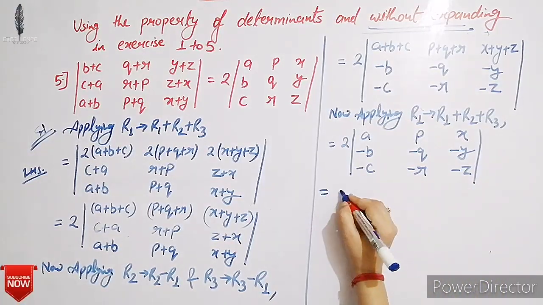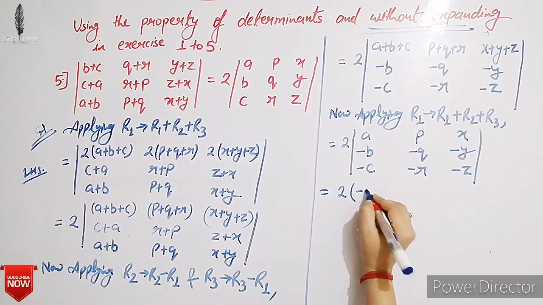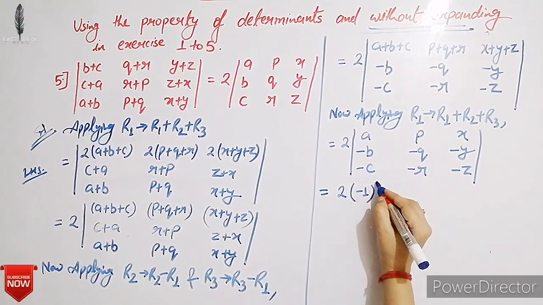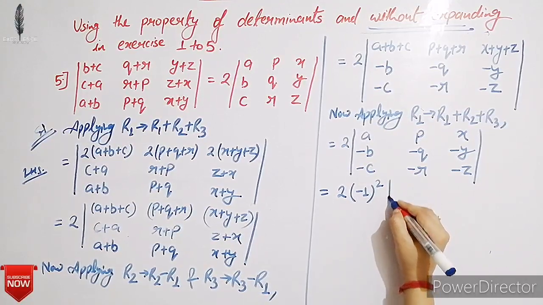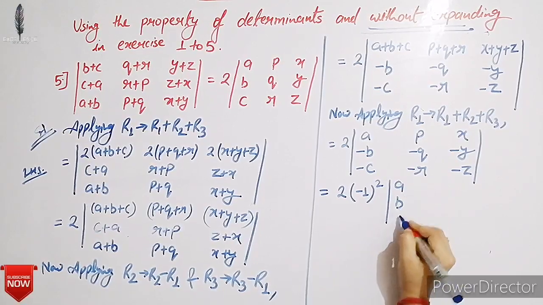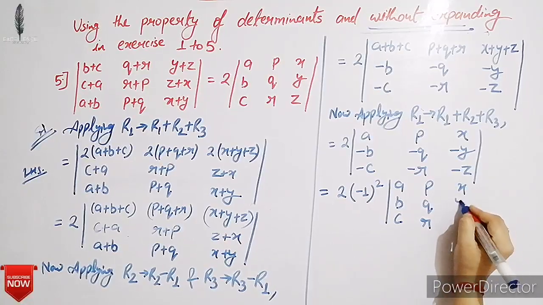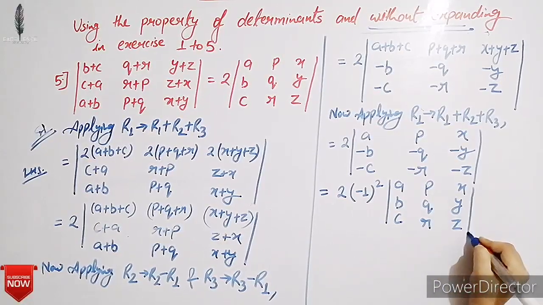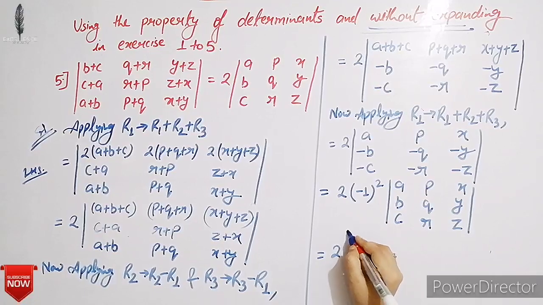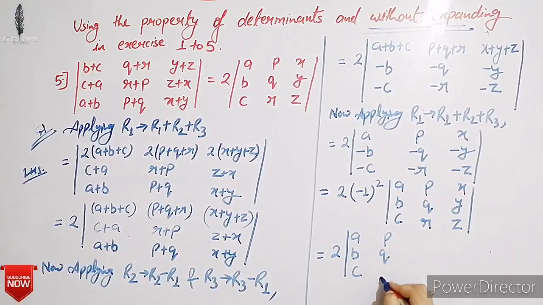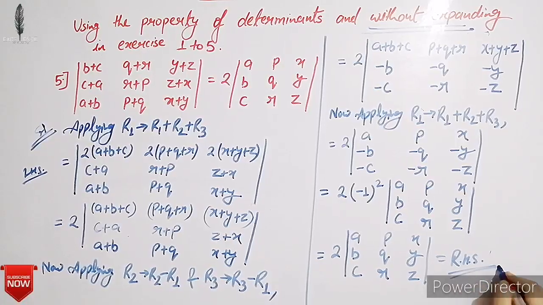Now taking minus 1 common from R2 and R3, then we get minus 1 square into the determinant A, B, C, P, Q, R, X, Y, Z. That is equal to twice of the determinant A, B, C, P, Q, R, and here C3 is X, Y and Z, which is equal to RHS. Hence proved. Let's see the next question.